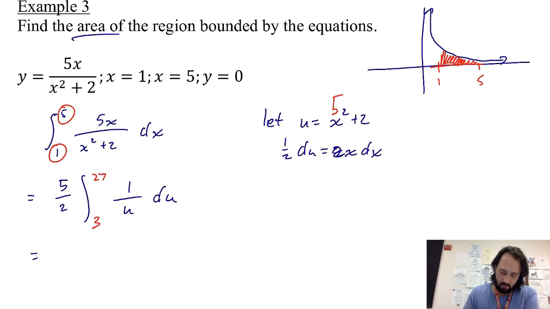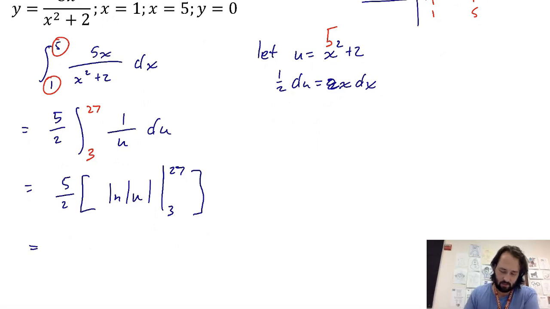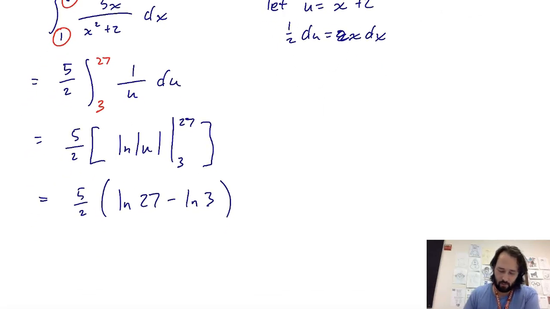Now when I do my integral, I have 5/2 times the antiderivative of this, which would be ln of u, from 3 to 27. Right, the nice thing is I don't have to turn it back into terms of x, so I can just make this 5/2 of ln of 27 minus ln of 3. Both of those are positive, so I'm not going to worry about the absolutes. And don't forget your properties of logs. They would probably write this answer as ln of 9.